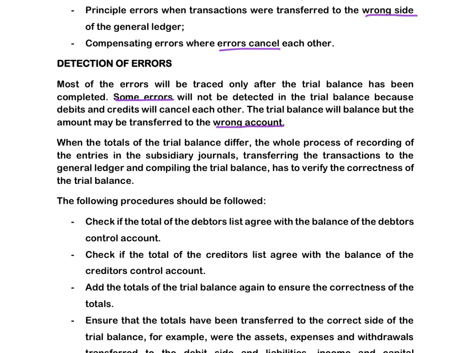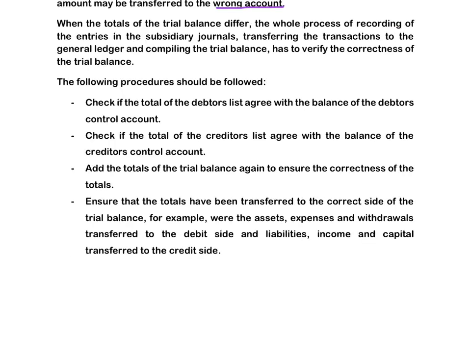When the totals of the trial balance differ, the whole process of recording the entries in the subsidiary journals, transferring it to the general ledger, and completing the trial balance, everything will have to be verified to see where you made the mistake. This can take quite a long time to do. The following procedures should be followed.